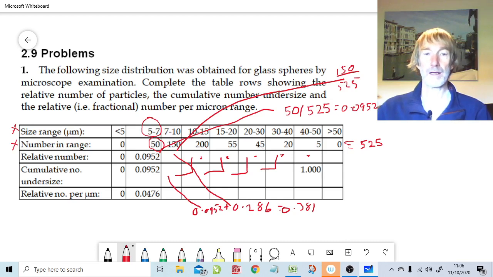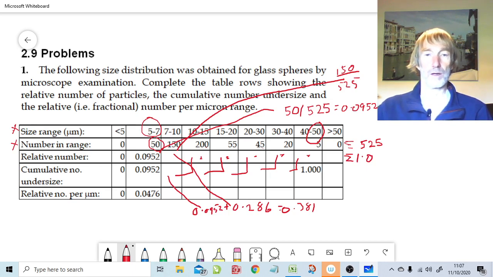And clearly the cumulative number undersize less than 50 microns is going to be 1. That's what we will get by adding those together. It's obviously going to be 1 though. 100% of the distribution is less than 50 microns. Okay, good. The relative numbers should all sum up, of course, to 1, if you sum up that row.